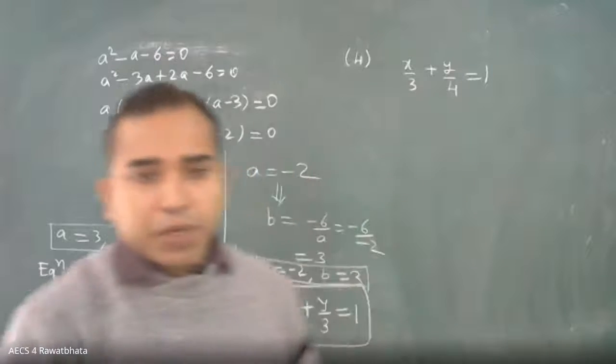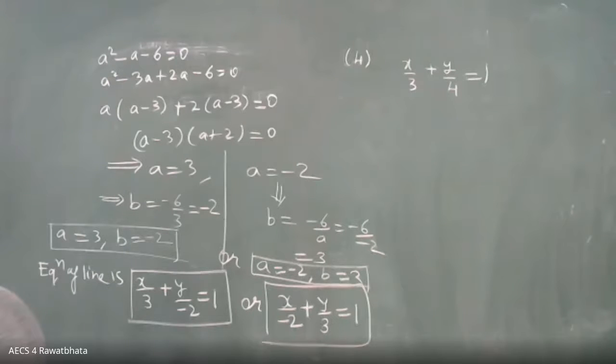And students, please keep an eye. What are the points on the y-axis whose distance from the line x upon 3 plus y upon 4 equals 1 is 4 units? Yes, sir. So they are asking what are the points on the y-axis whose distance from this line x upon 3 plus y upon 4 equal to 1 is 4 units.